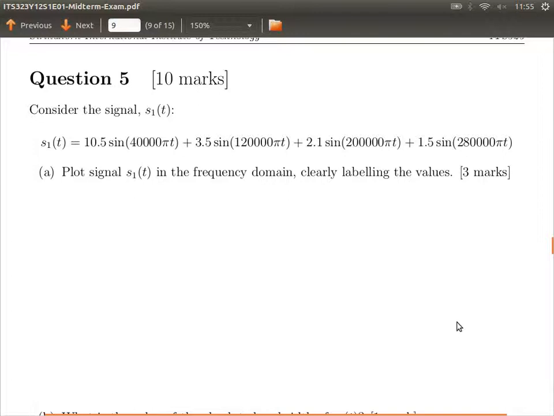F is what? What's the frequency of this first component? We have 40,000 pi t. The general form is 2 times pi times the frequency times t. What is F? 20,000. So the frequency of the first component is 20,000 hertz. Then do that for the last 3 components. Find their peak amplitude and their frequency.